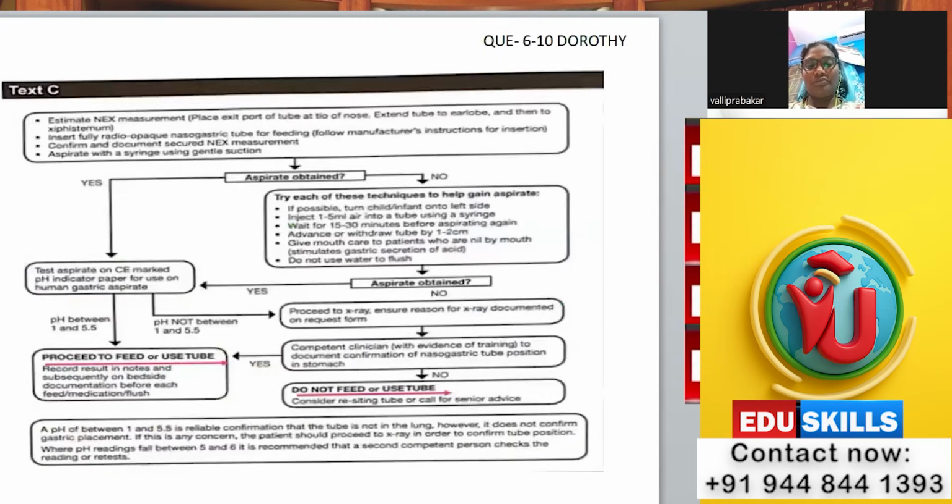In text C, they gave in the aspiration in the down portion, they gave proceed to feed and do not feed. So when we have to check when it is safe or not. So the answer is text C.